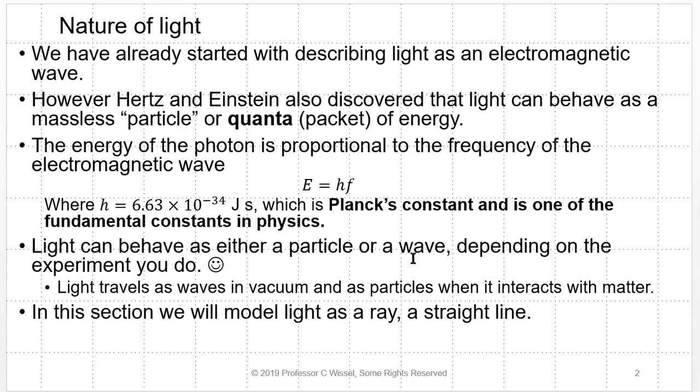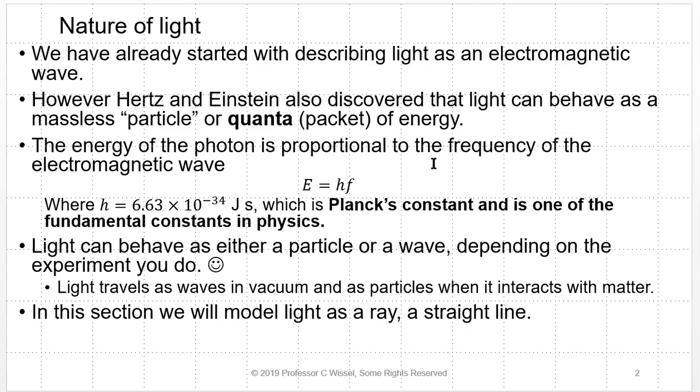This is one of the most important fundamental constants of physics. It actually determines how far back in time we can look toward the Big Bang, and also determines the edge between where quantum mechanics rules and where classical mechanics rules. Light can actually behave as either a particle or wave, and it depends on the experiments you do. Light will travel in waves in vacuum and as particles when it interacts with matter. We're going to investigate a little bit of both of these.